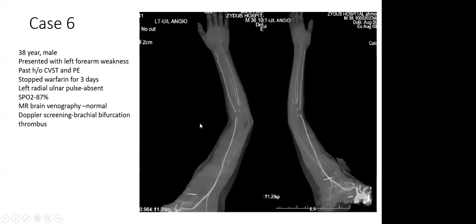Now there is another one where I got a call in the middle of the night that a patient was having acute limb ischemia. If you can see, he is having a brachial bifurcation acute thrombosis, and the patient has some undiagnosed prothrombotic condition, with cerebral venous sinus thrombosis and PE. He had stopped warfarin for 3 days, and he immediately developed this kind of thrombosis. Pulse was not there. CT was suggestive of bifurcation occlusion.